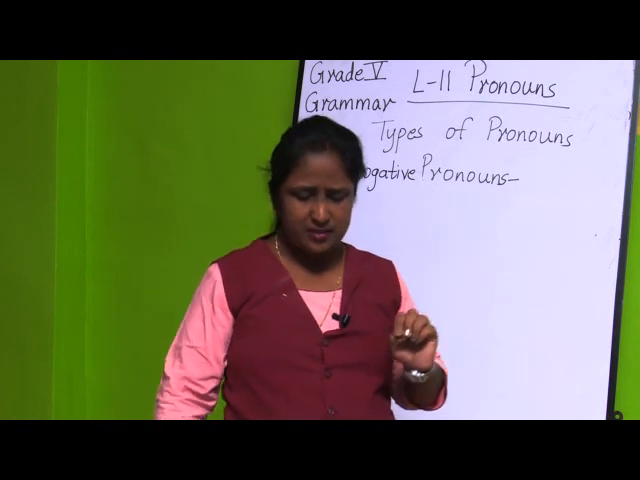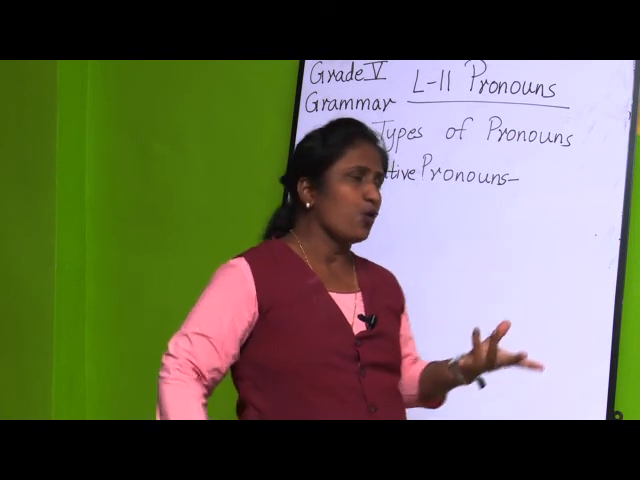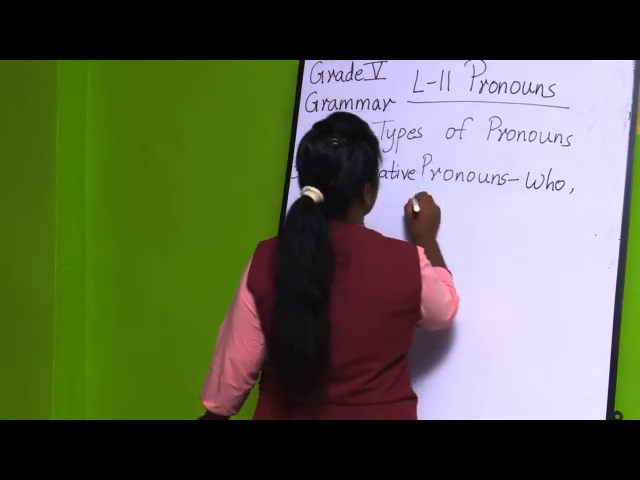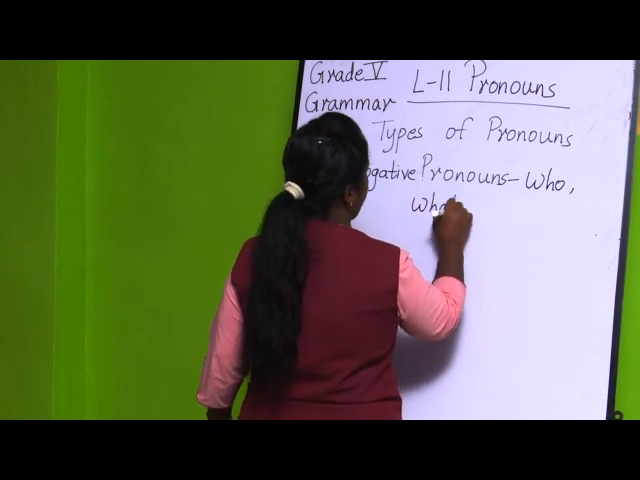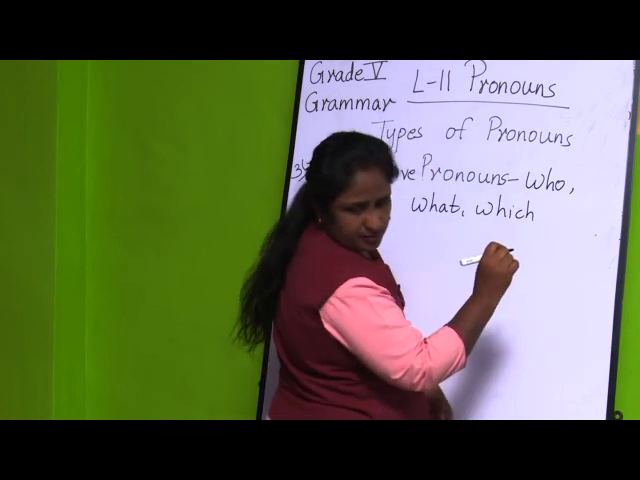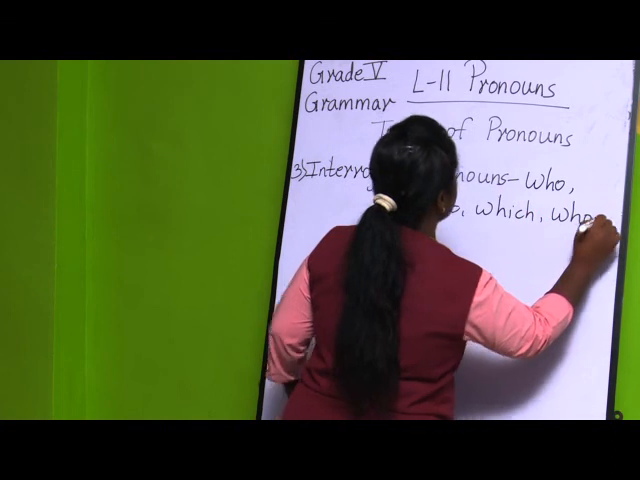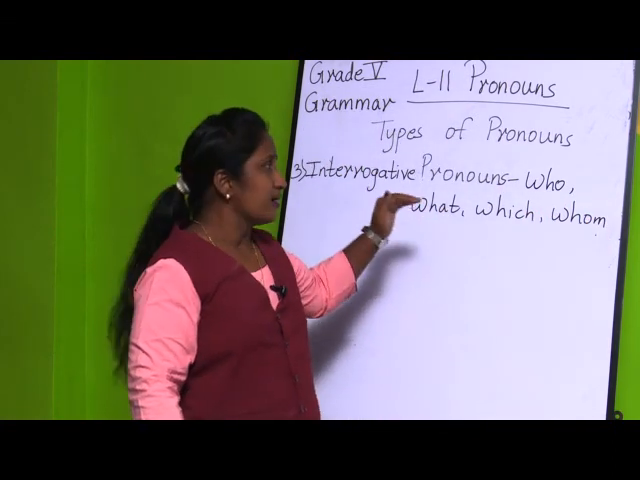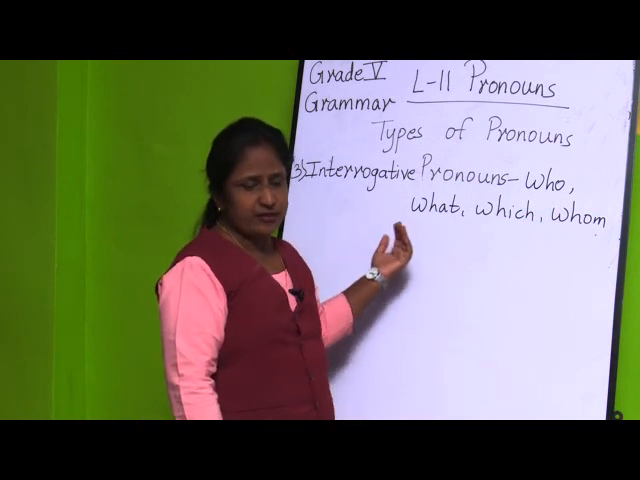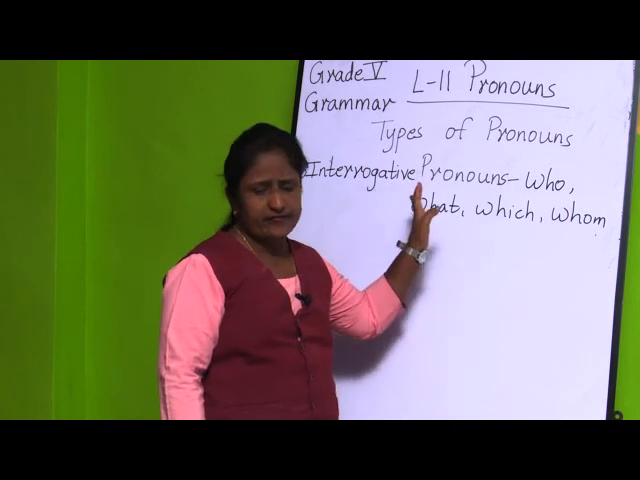For example, we use those words for asking questions: who, what, which, when, or whom. These are called interrogative pronouns because we use these pronouns to ask questions. For asking questions, we use these pronouns, and this is called an interrogative pronoun.